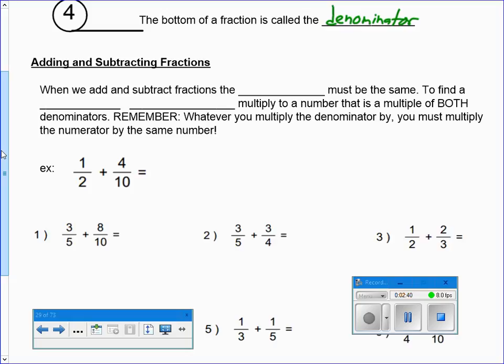Alright, so jumping right into working with fractions. So we know what a fraction is, we know the vocabulary. How do we work with them? How do we add them? How do we subtract them, multiply, and divide? So we're going to start with adding and subtracting. These follow the same process. Anytime we add or subtract fractions, the denominators have to be the same.